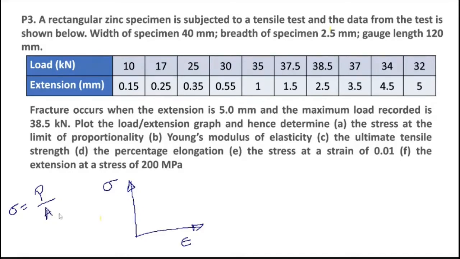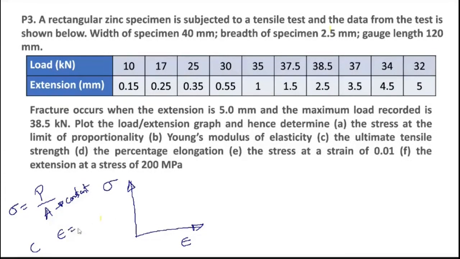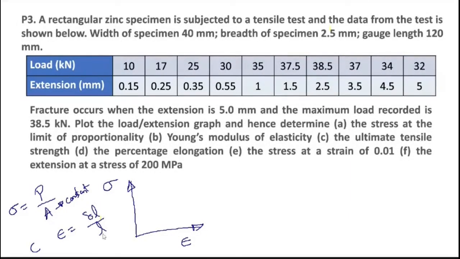right? In this case, for area we always consider the initial cross-sectional area. We are not considering the final. The area doesn't change here, it is the same cross-sectional area. So this area is constant, right? Similarly, I have strain, which is equal to change in length by original length. That is my formula.